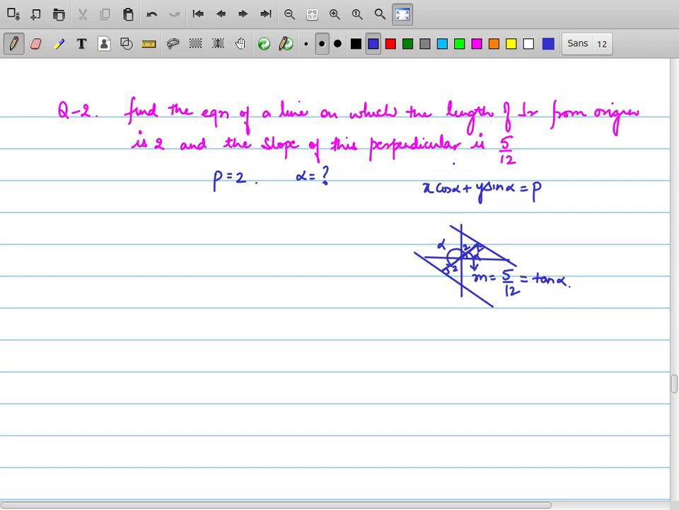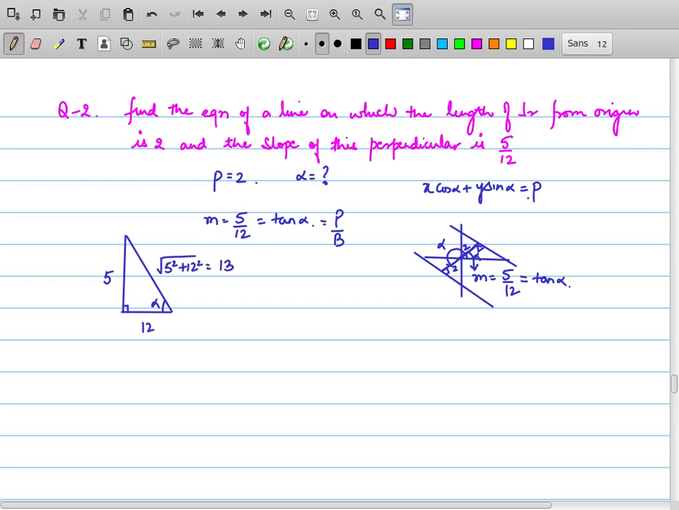Now the slope of the perpendicular is given to be 5 by 12. That is, tan alpha is given to be 5 by 12. Now go back to your trigonometry part. Let's say this is your right angled triangle. This is alpha. Now tan alpha is 5 by 12. Therefore this is same as perpendicular upon base. Therefore this is perpendicular and this is base. What will be the hypotenuse? Hypotenuse would be the square root of 5 square plus 12 square. This would come out to be 13.